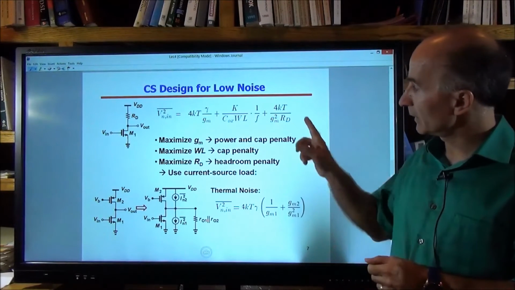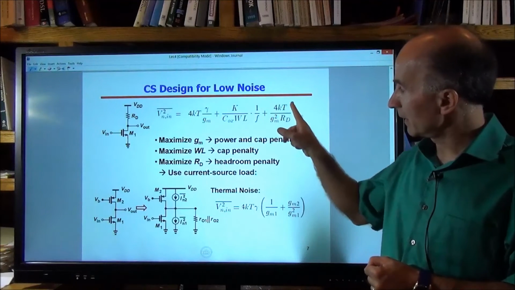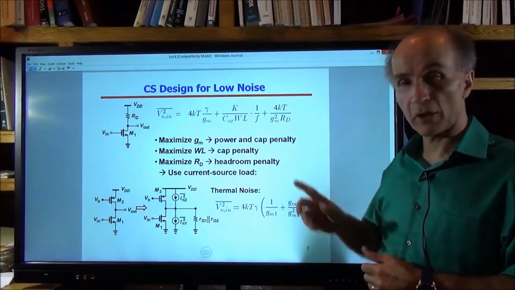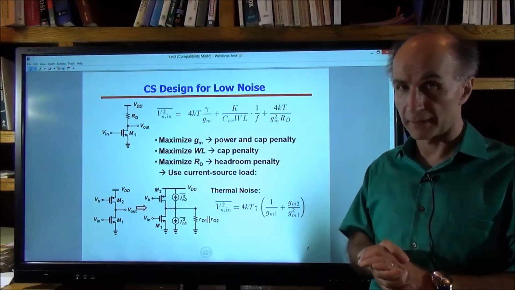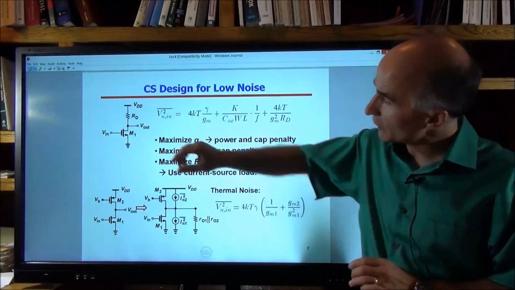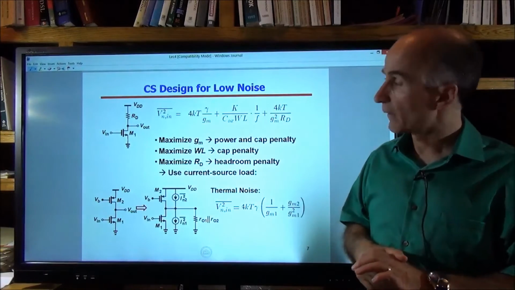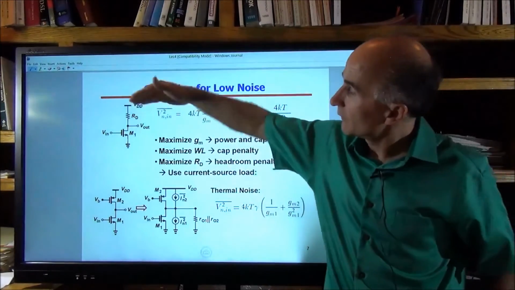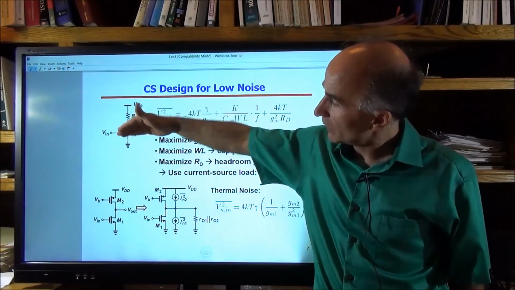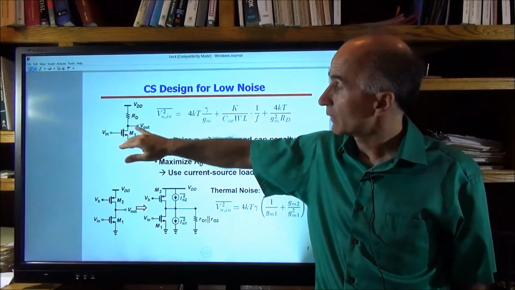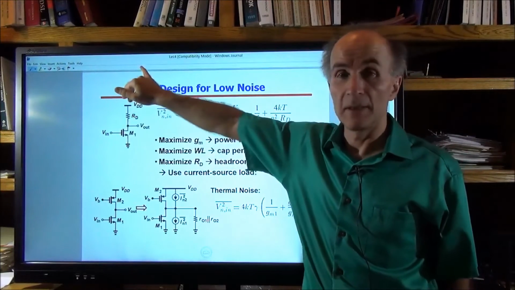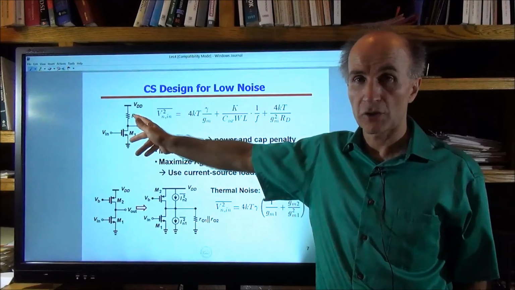One other possibility to minimizing this term is to maximize Rd while everything else is constant. So if I try to increase Rd while the bias current is constant, then what happens? Well, if VDD is constant, this voltage comes down. If we want to keep this voltage constant, then we have to raise VDD to accommodate a larger Rd.